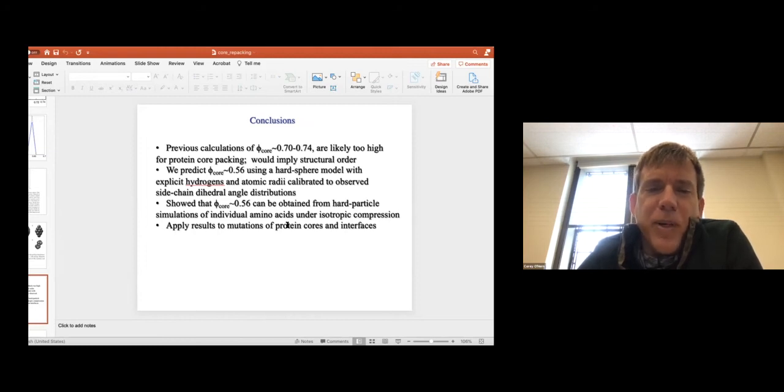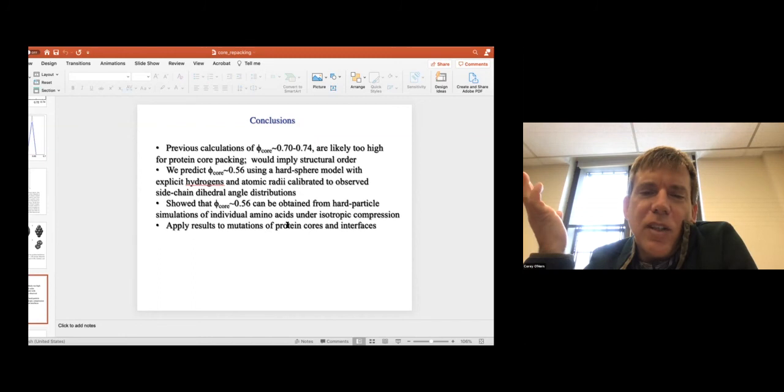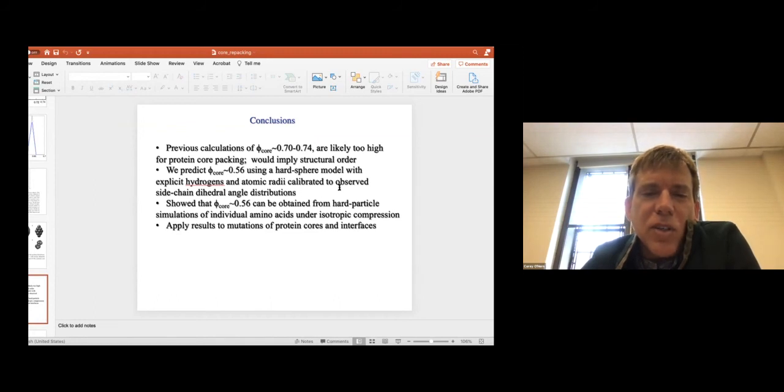So instead we predict values in the mid-50s, where the atom sizes are well calibrated so that there aren't significant overlaps between particles. And the nice aspect of our calibration was that we were able to predict, using these atomic sizes, the side chain dihedral angle distributions observed in protein crystal structures.